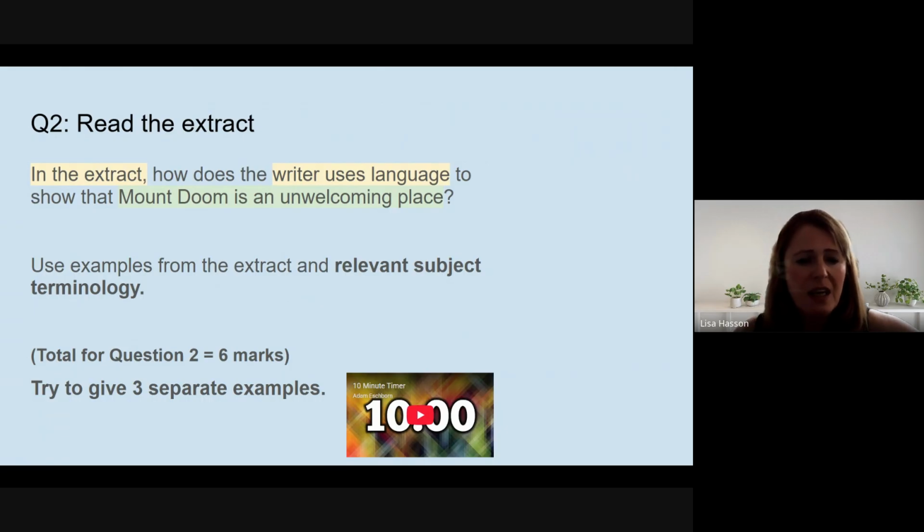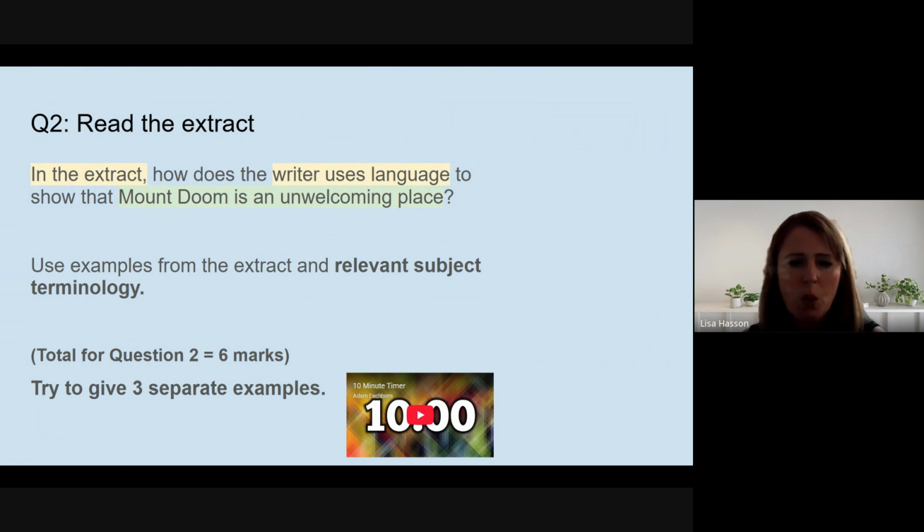So the idea down the bottom here is to try and give 3 separate examples. This isn't written on the question itself. This is my advice to you. And the reason why I would suggest you try and find 3 separate examples is if you were to refer to the mark scheme, you'll notice that to get 5 or 6 marks, so the top band, you need to be able to give a range of subject terminology.